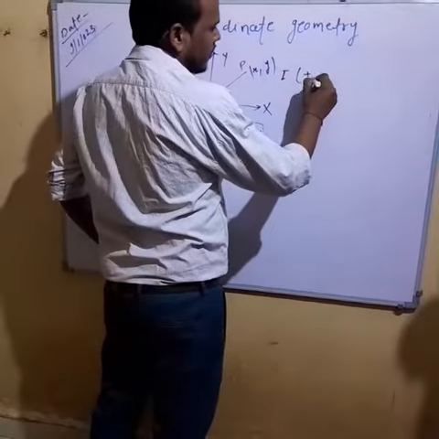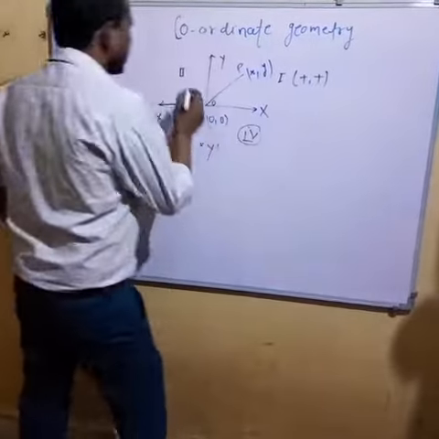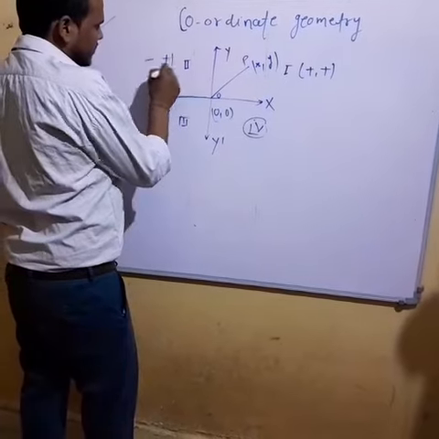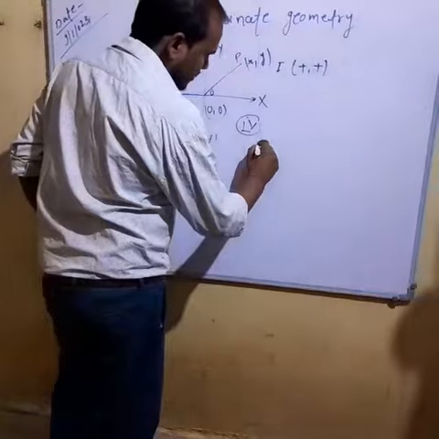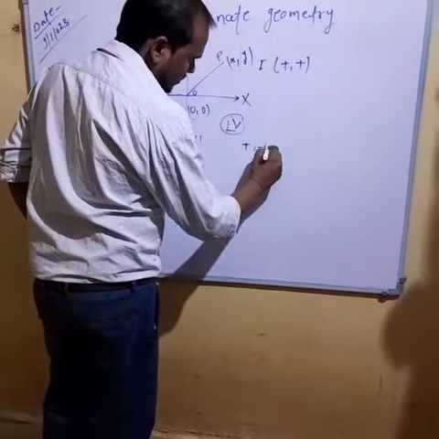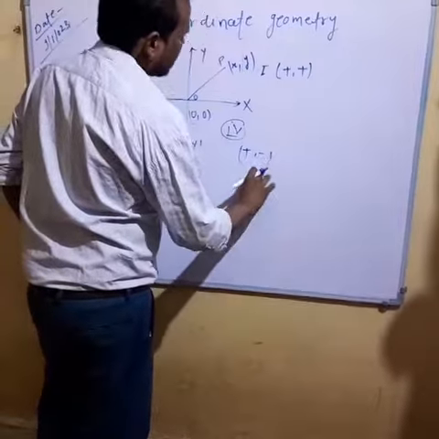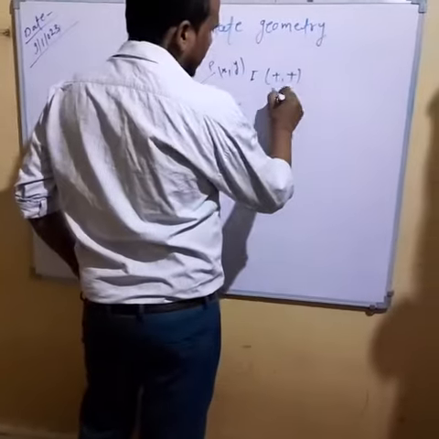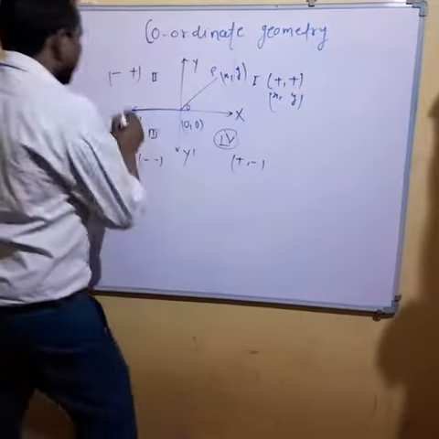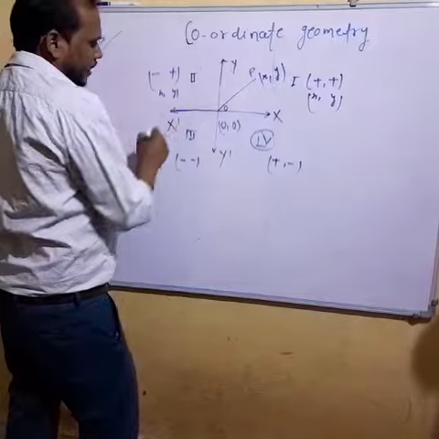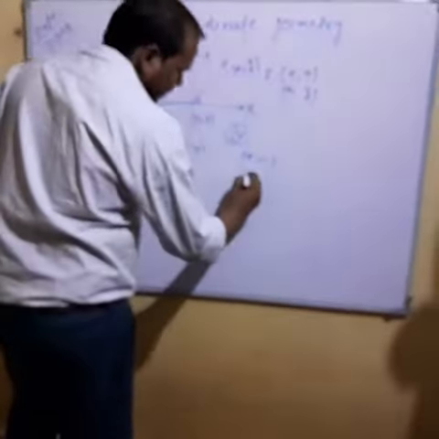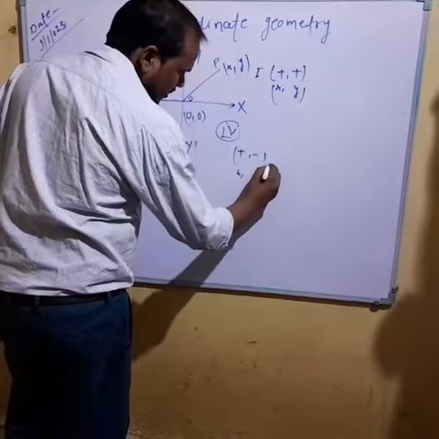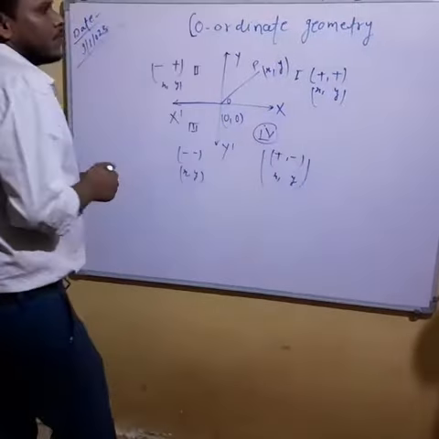In the first quadrant, all the coordinates are positive. In the second there is minus and plus, in the third minus minus, and in the fourth plus and minus. This is the value of x and this is the y. In the same way, in the third quadrant x and y are both negative, and in the fourth x is positive but y is negative.